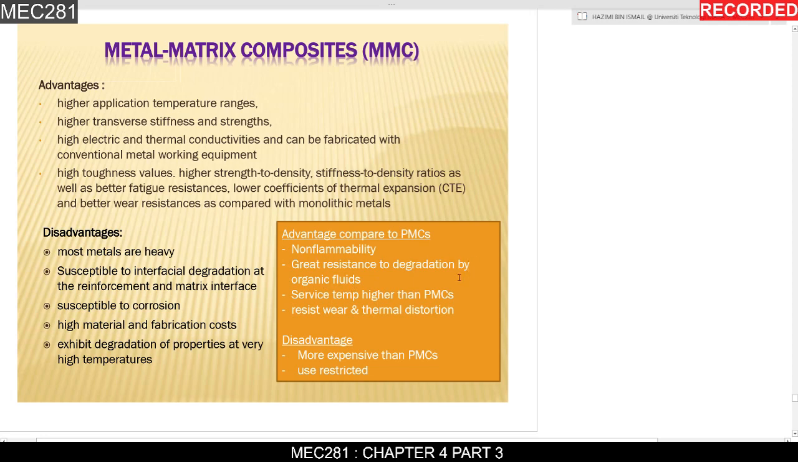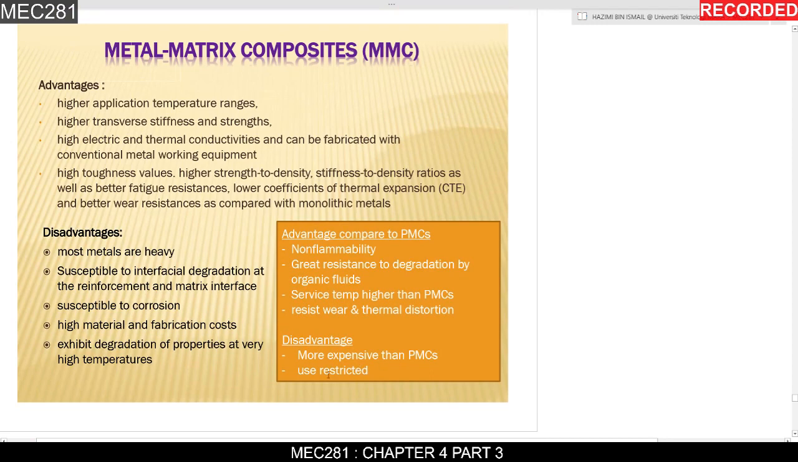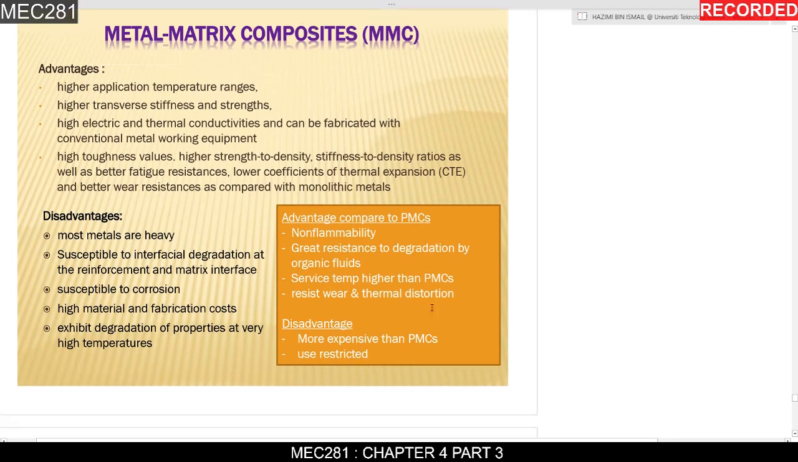Dia tak deteriorate, rosak kalau terkena organic fluid. Okay, and surface temperature higher than PMC and resist wear and thermal distortion. Okay, these advantages, dia lagi mahal, kan? Dan penggunaan dia sangat limited lah.